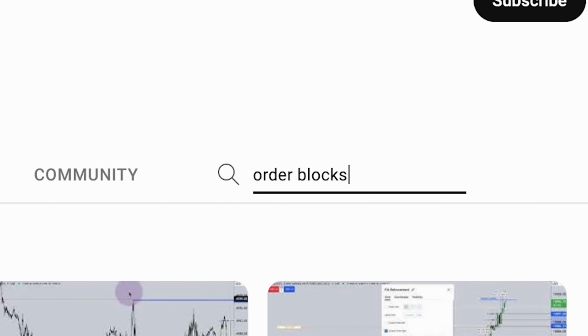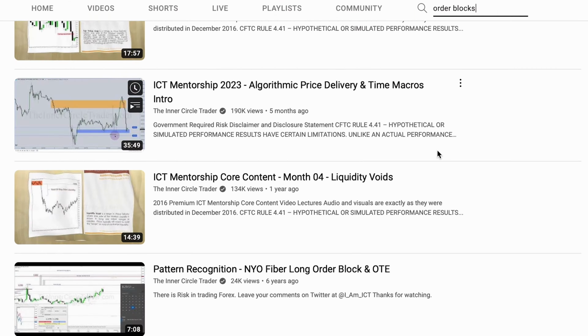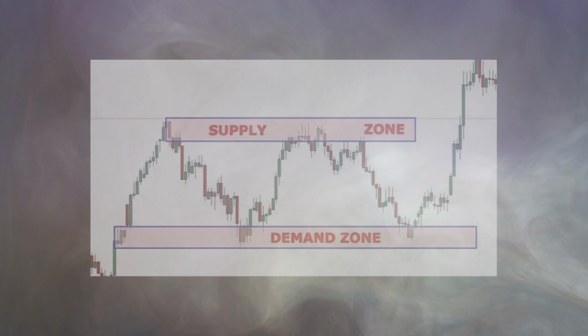ICT has been using order blocks for ages and has always had a lot of success with it. I've also been using order blocks for years now, but before I knew what an order block was, I called it something else. I called it supply and demand. So if you are familiar with supply and demand, you will also be very familiar with order blocks. It is practically the same.